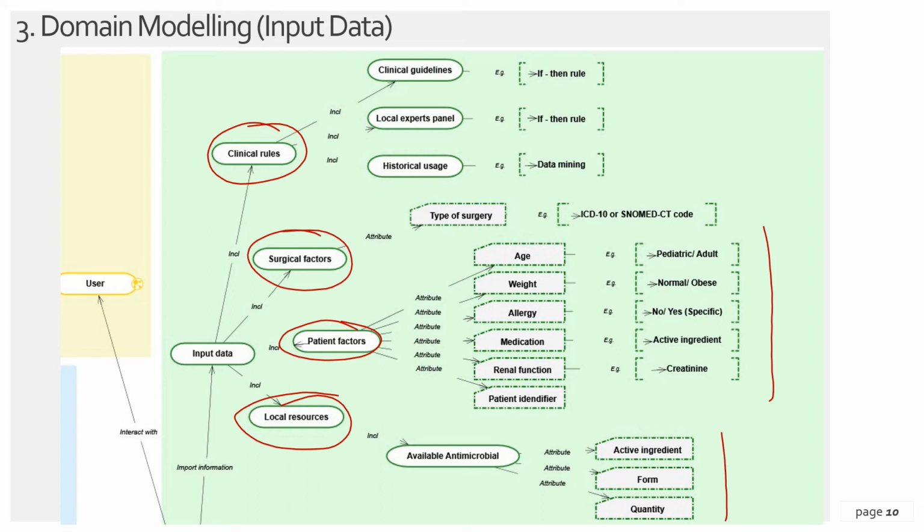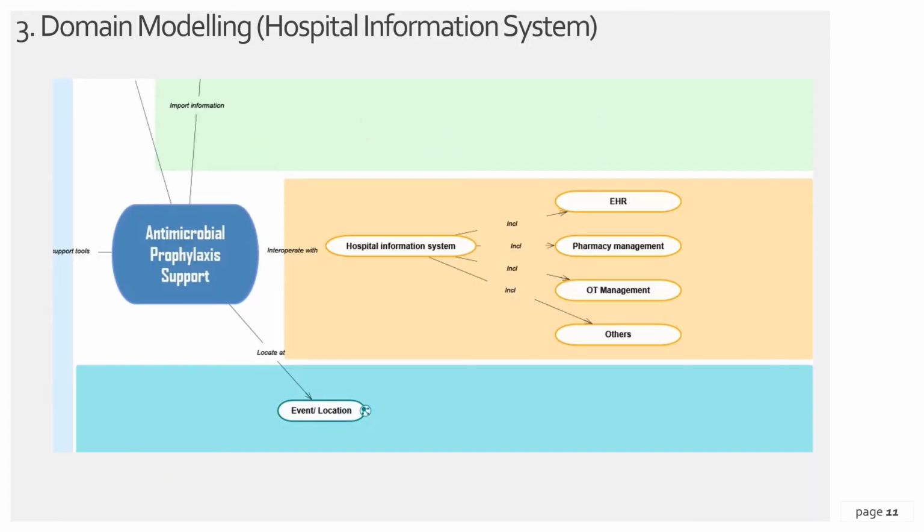and quantity available. The APS system will exchange data with the hospital information system, including the EHR, pharmacy management system, OT, or operation room or operation theater management system, and some other systems.